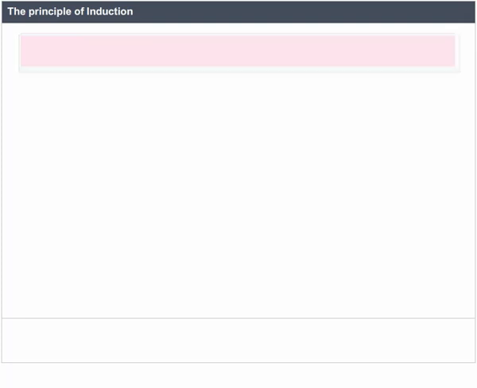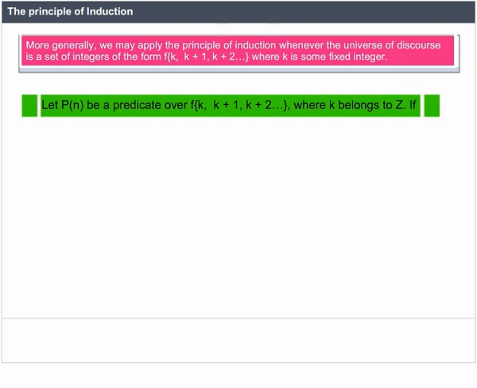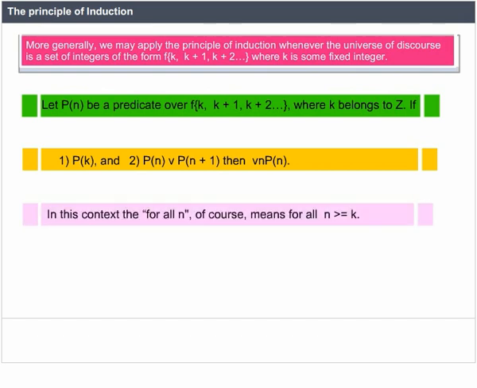The principle of induction. More generally, we may apply the principle of induction whenever the universe of discourse is a set of integers of the form {k, k+1, k+2, ...}, where k is some fixed integer. Let P(n) be a predicate over {k, k+1, k+2, ...}, where k belongs to Z. If 1) P(k) and 2) P(n) implies P(n+1), then for all n P(n). In this context, the "for all n" of course means for all n greater than or equal to k.